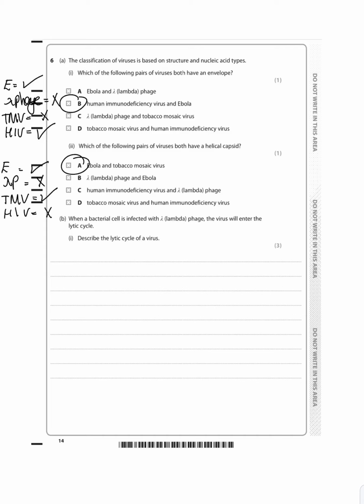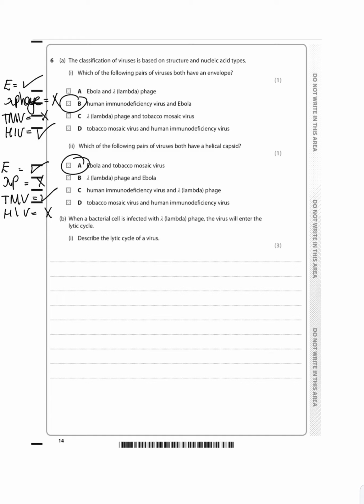Right, when a bacterial cell is infected with lambda phage, the virus will enter the lytic cycle. Describe the lytic cycle of a virus. So the virus has two cycles, the lytic cycle or the lysogenic cycle. The lytic cycle is the active cycle. So here the virus particles are activated, so the DNA of the virus will be synthesized, yes? And so we're going to have the virus particles being shed.